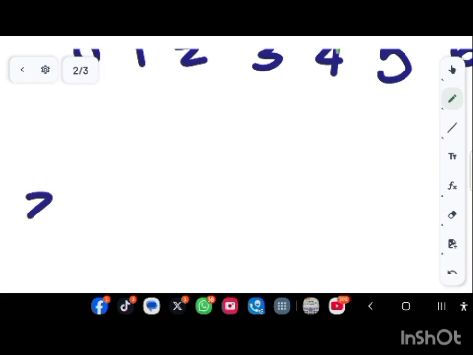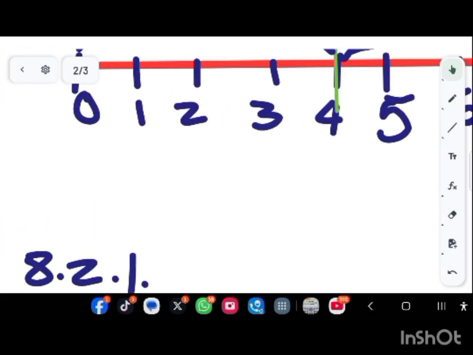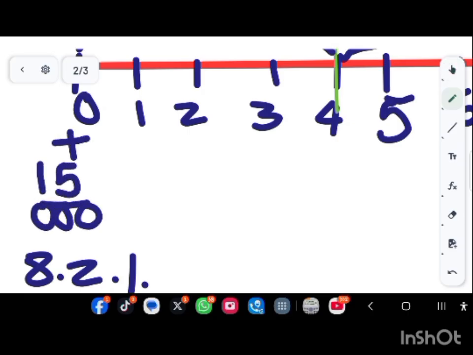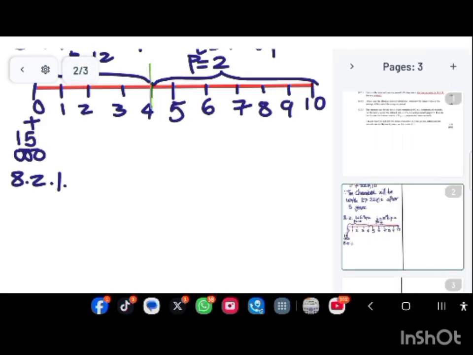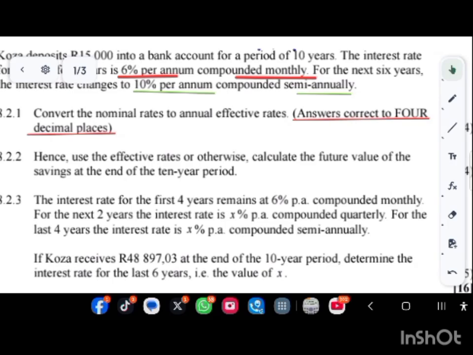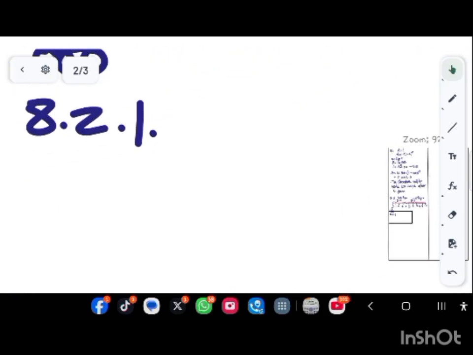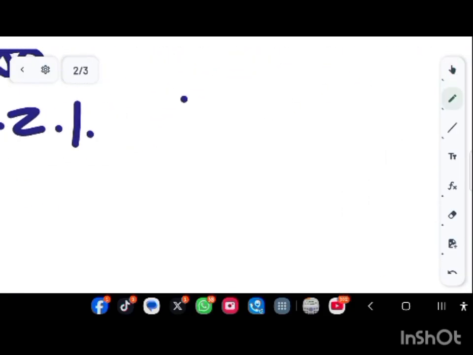8.2.1. Well, we know that an amount of 15,000 rand was deposited at the beginning, so let's record that, in case it is needed or important. Now question 8.2.1 says convert the nominal rates to annual effective rates. So let's start with the first one, the rate 1. We're given this one and it is 6% per annum.